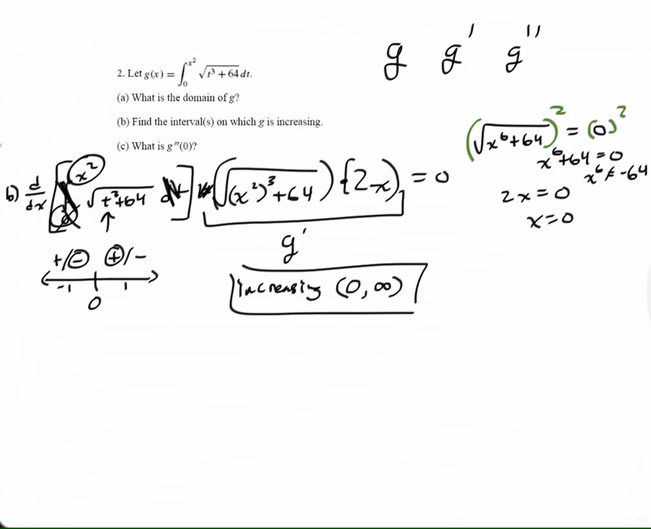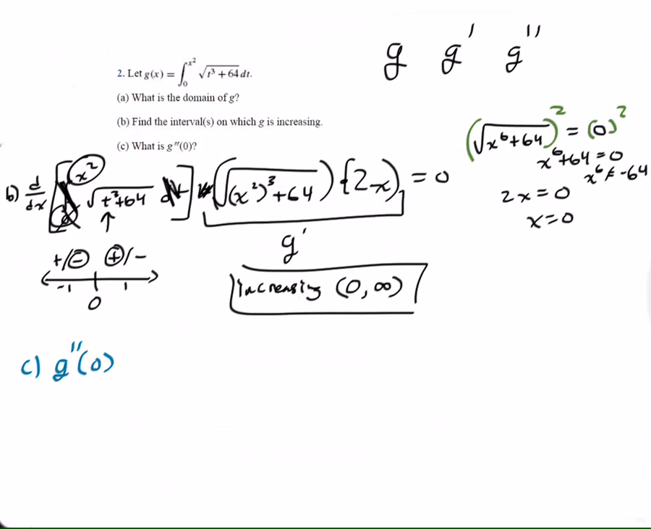All right, so let's look at C. I think B was the hard one. Check out C. This is all C says. What is G double prime of 0? Whoa. Do you guys know how to find G double prime? Take this guy and take the derivative of him. Okay, so for C, we have to find G double prime of 0.